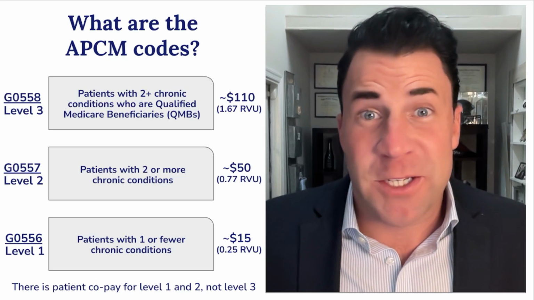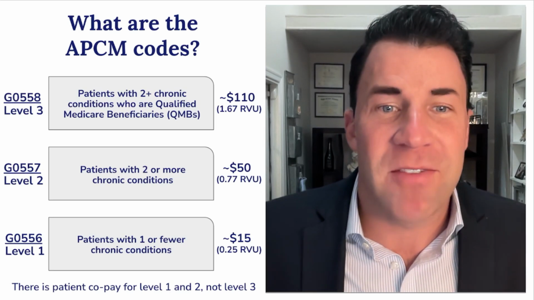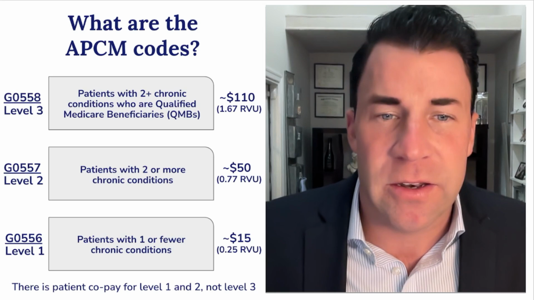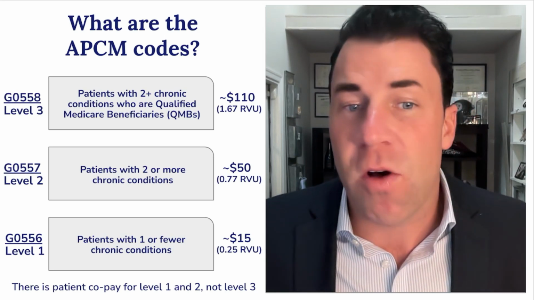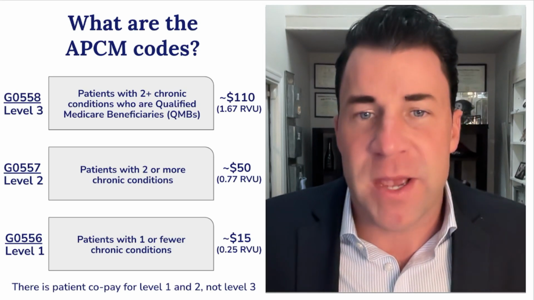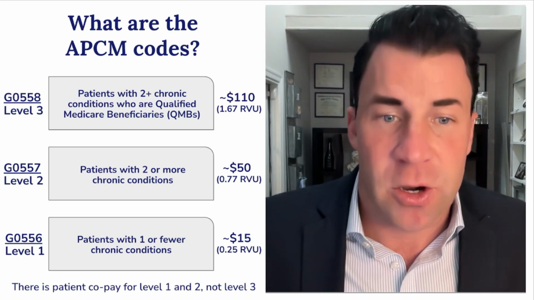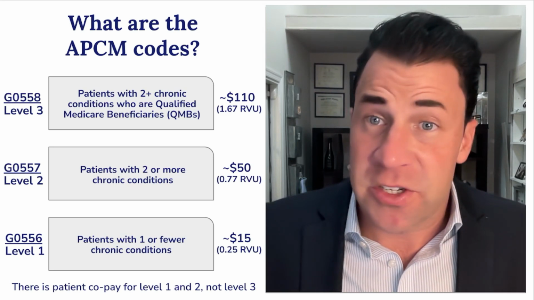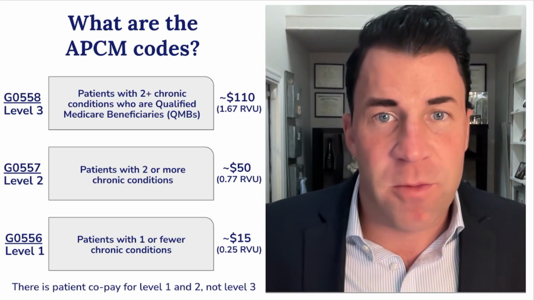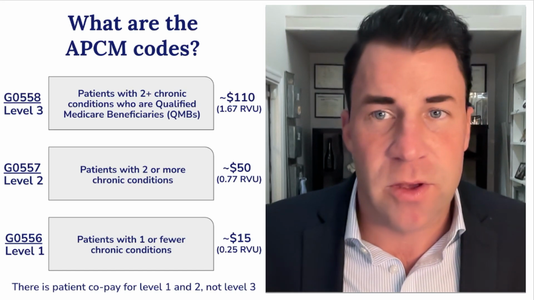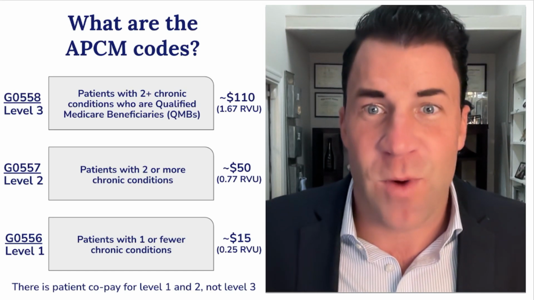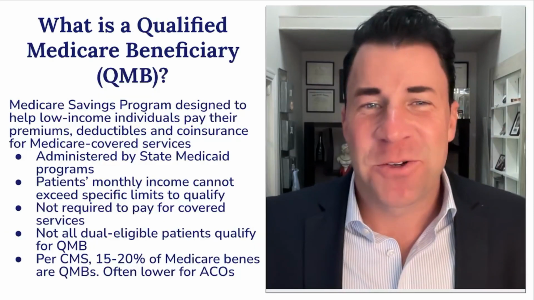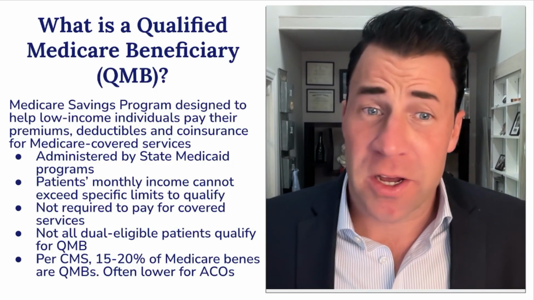Now, last but not least, we have level 3. This is G0558. These are patients with two or more chronic conditions, but who are also qualified Medicare beneficiaries. This pays out at $110 per claim submitted. Now, there is still a copay required from the patient for level 1 and level 2, but not for level 3. I'll explain why in a second. I know what you're thinking. This is a high reimbursement for a QMB.